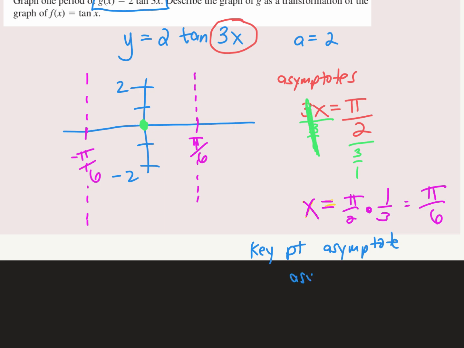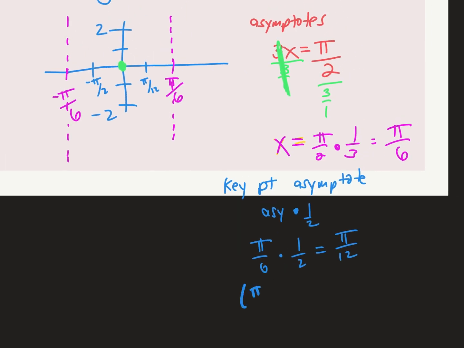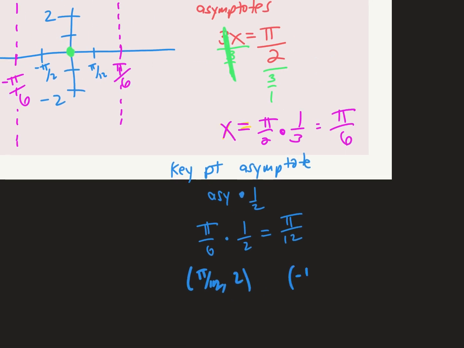It's your asymptote times 1/2. Well, what was our asymptote? Pi over 6? So pi over 6 times 1/2 is what? Pi over 12. So here's pi over 12. And what's the other one going to be? Negative pi over 12. That's it. Now, how do we graph our key points? Well, one of my key points is going to be at positive pi over 12, comma 2. And the other one's going to be at negative pi over 12, comma negative 2, my amplitude.